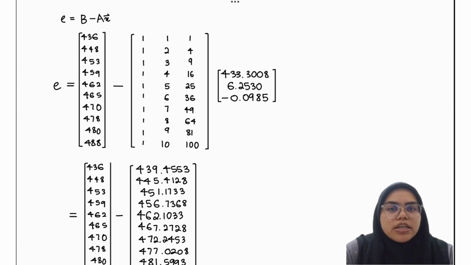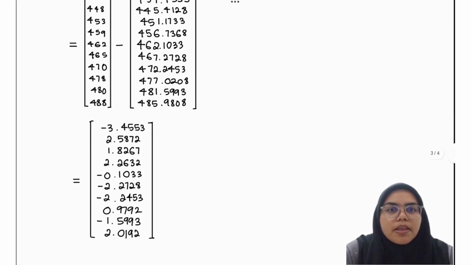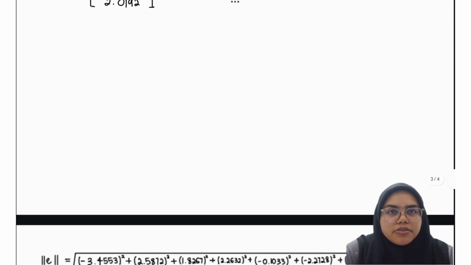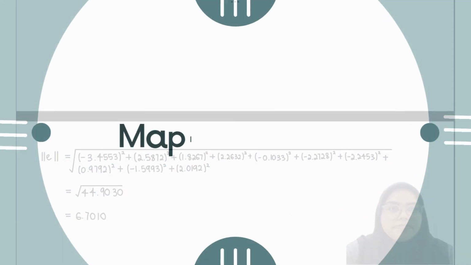To find this vector, we use the formula E equals b minus Ax. First, we need to multiply matrix A by vector x, then subtract it from the actual data vector b. We now obtain the error of each individual row. Next, we want to find the magnitude of the error. The magnitude of the error is calculated as the square root of the sum of the squared errors. Substitute the values into the formula and we have the magnitude of error of 6.7010.